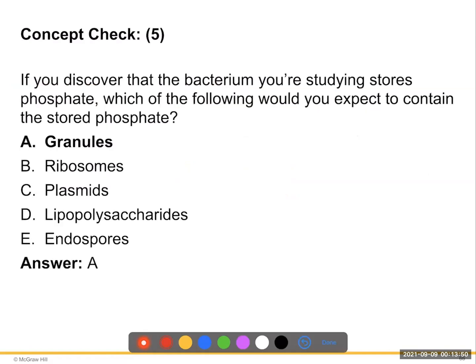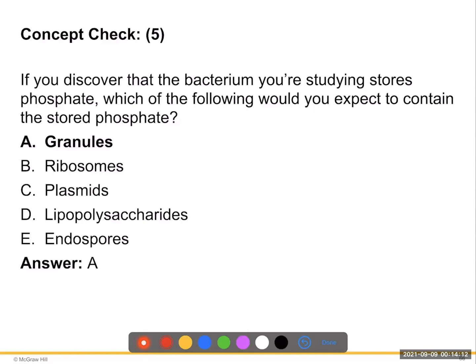Okay? If you discover the bacteria you're studying stores phosphate, which of the following would you expect to contain the stored phosphate granules? Okay. Where are phosphates stored? And it's already answered for you. I didn't see that. I'm gonna go back and fix that.